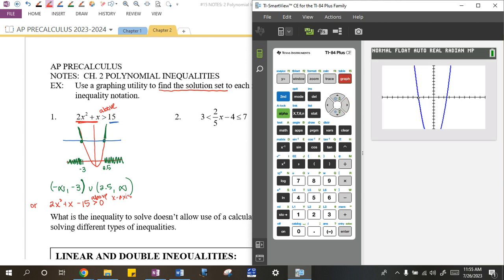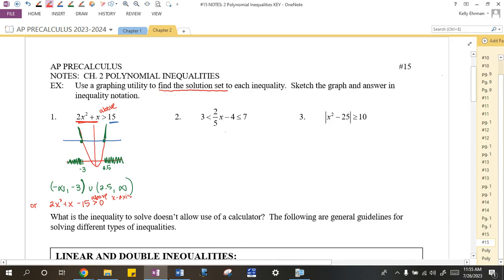So I get the same two answers, -3. Anything to the left of that is when the graph is above the x-axis, and 2.5, anything to the right of that. So you have that choice too. If I want to solve a double inequality in a graphing calculator, I can't subtract both numbers at once. So instead, I would just do this.